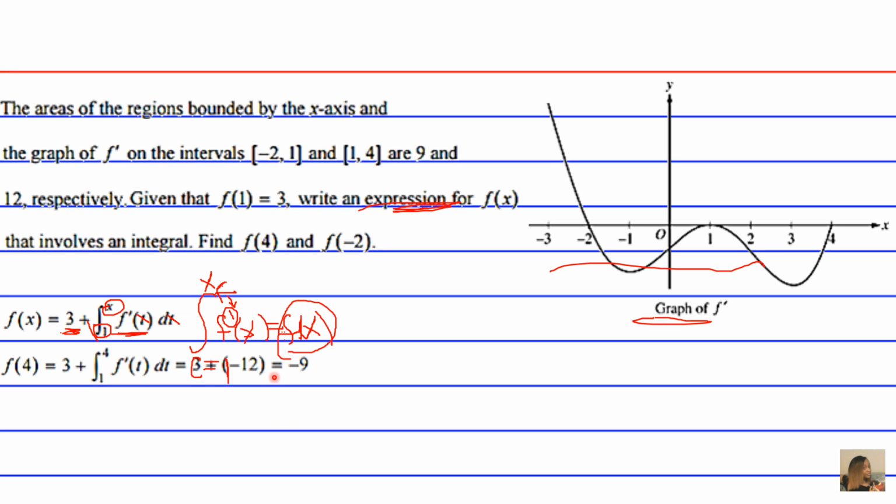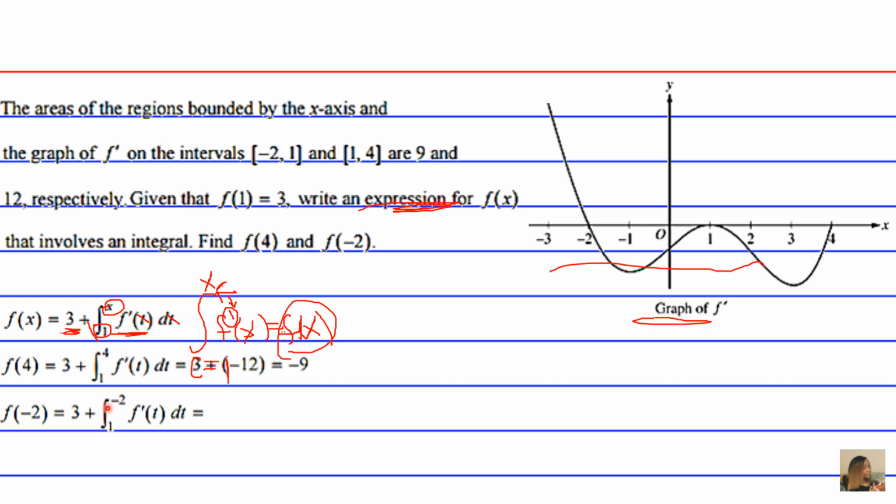Okay? All right. And this is after you incorporate the fact that f of 1 is equivalent to 3. All right? So that takes care of this. Now we have to find f of negative 2. But we're told that the area between 1 and negative 2 is 9. So between here and here is 9. It's going to be a negative 9 when we incorporate the signs. So we can use this information, but we're going to have to sort of flip things around.